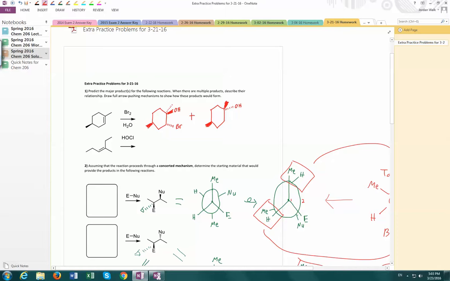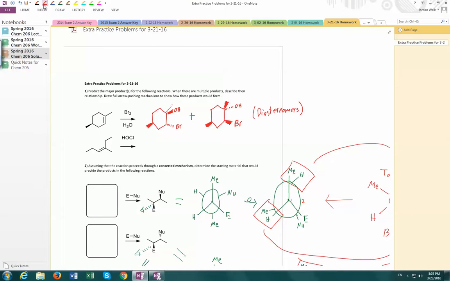We would also have the hydroxyl group on a dash, which to be anti, we have to have our bromine on a wedge. So what's the relationship between those two? Those are diastereomers. All right, do we want to work through that mechanism? I see mainly shakes of the head. Okay.